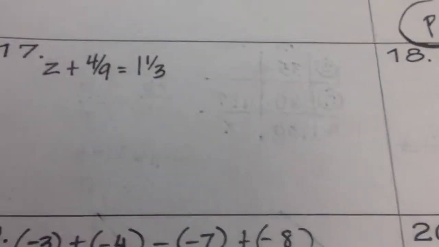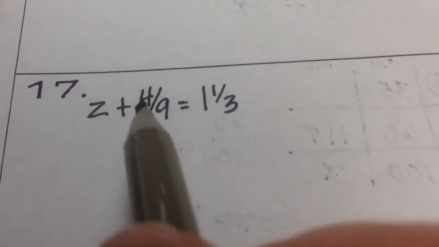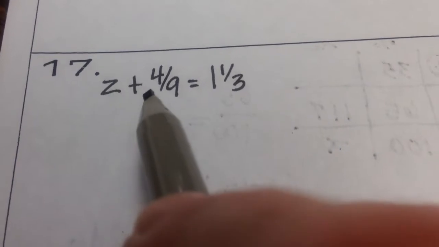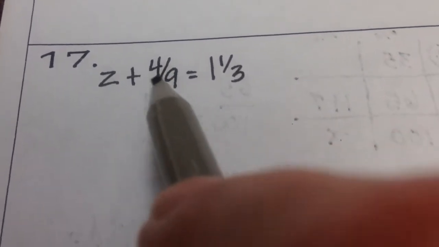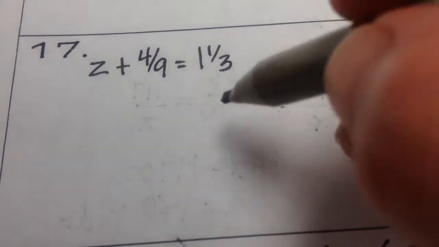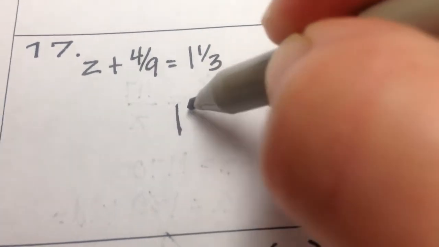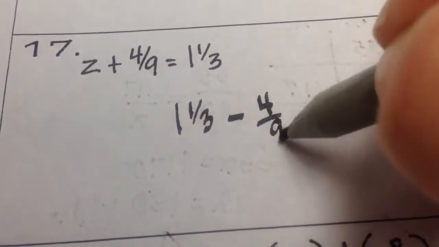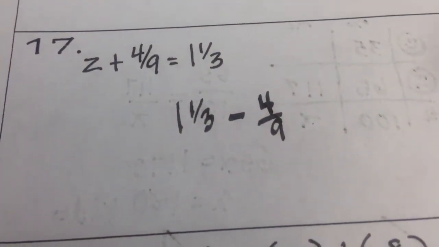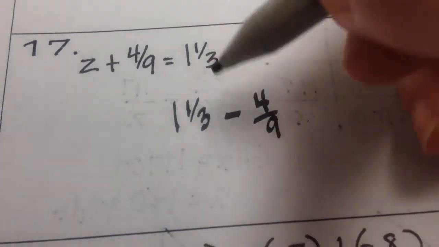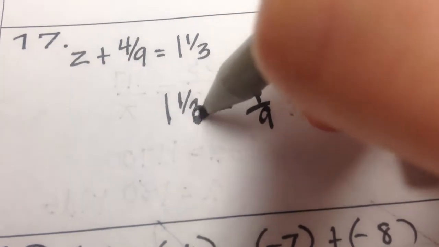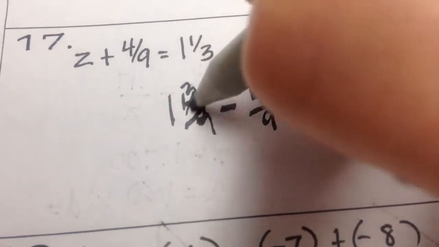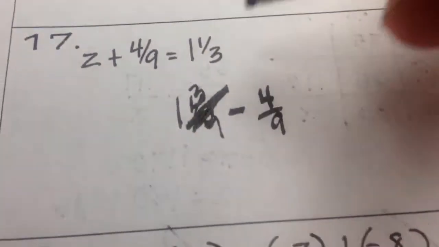Okay, 17. Z plus 4/9 equals 1 1/3. I have to isolate Z, which means I have to subtract 4/9 from both sides. So can I take 4/9 away from 1 1/3? No, I have to have common denominators. So I'm going to multiply that times 3, bam, turns into a 9. Multiply that times 3, bam, turns into a 3.